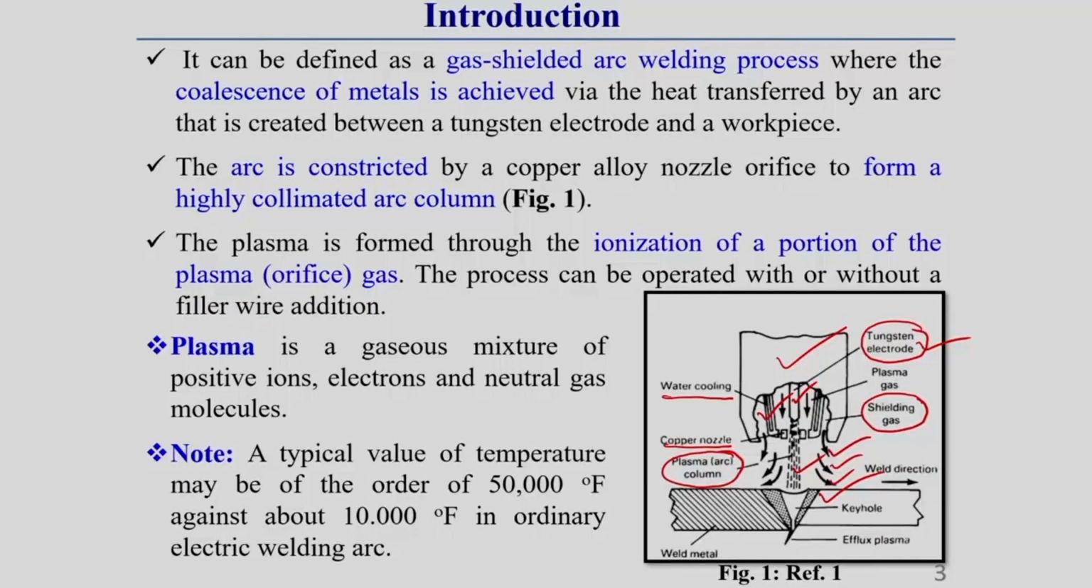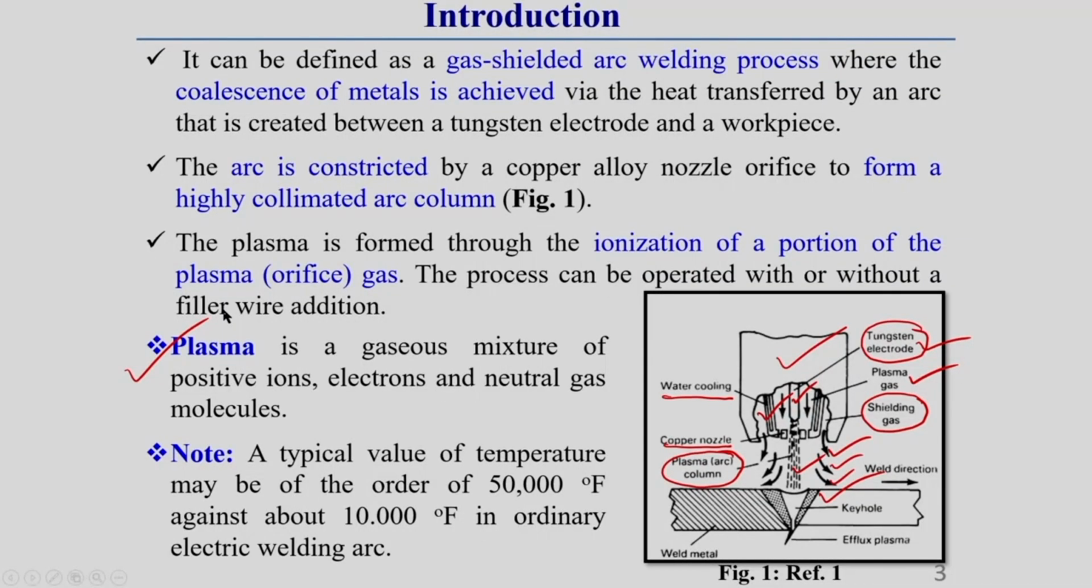Now, this arc plasma which is generated here is formed by the plasma gas. You see this plasma gas passing through the inside of the copper nozzle. Once this plasma gas comes into contact with the arc, some portion of the plasma gas is ionized. Once it is ionized, the plasma gas is converted to plasma arc. So plasma is a combination of ionized gas; there can be some non-ionized gas molecules, and there can be ions and electrons. That is what I have written. So plasma is a gaseous mixture of positive ions, negative electrons and neutral molecules.